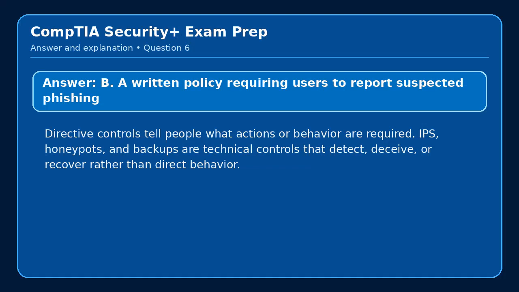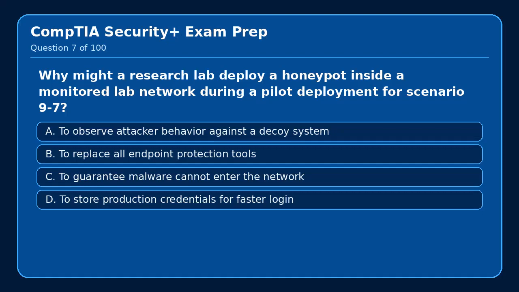Question 7. Why might a research lab deploy a honeypot inside a monitored lab network during a pilot deployment for scenario 9? A. To observe attacker behavior against a decoy system. B. To replace all endpoint protection tools. C. To guarantee malware cannot enter the network. D. To store production credentials for faster login. Take a moment to choose your answer.